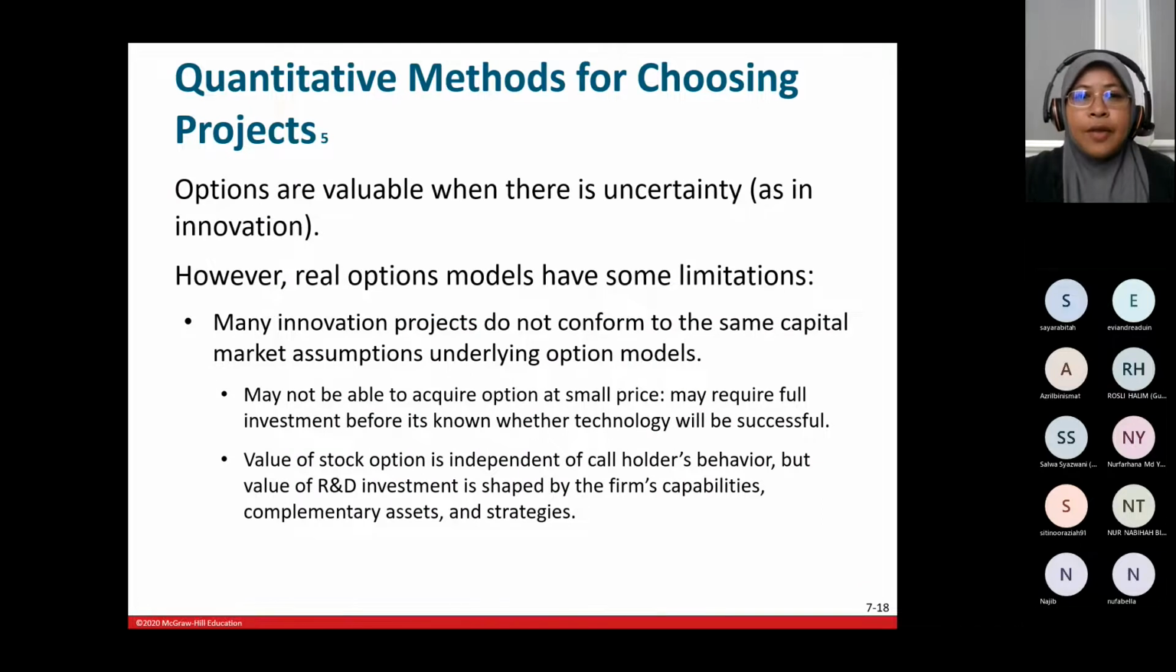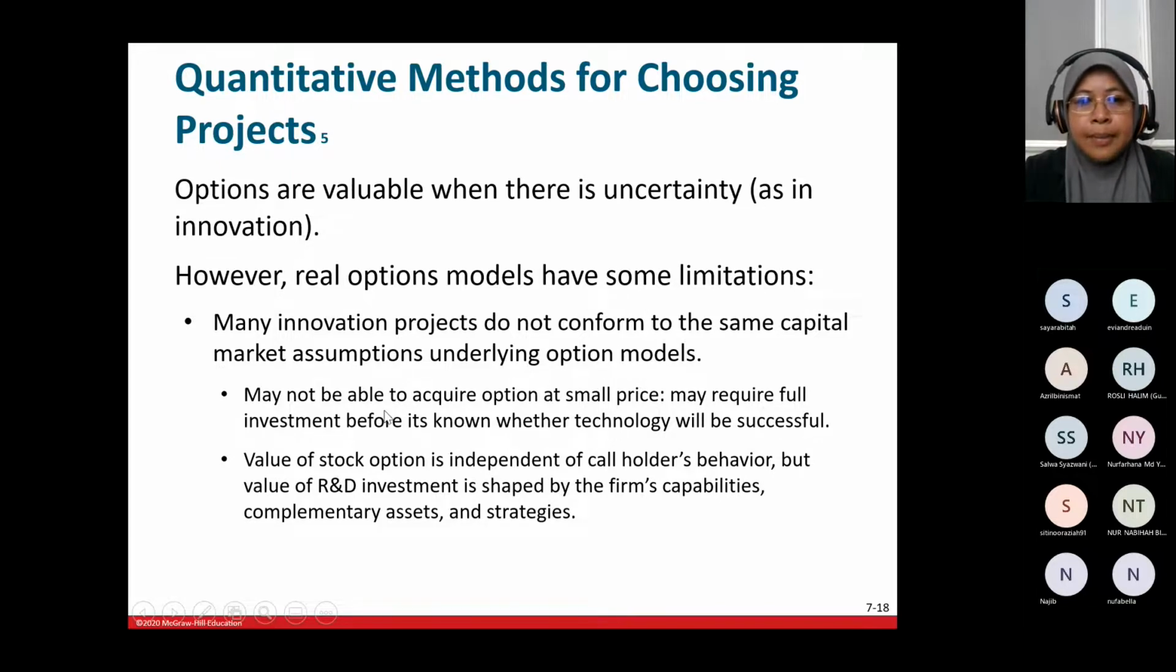Options are valuable when there is uncertainty, as there is in innovation. When we discuss uncertainty, it can be from internal sources, from the industry, or from something beyond, such as stakeholders. However, the real option model has some limitations. Many innovation projects do not conform to the same capital market assumptions underlying the option model.